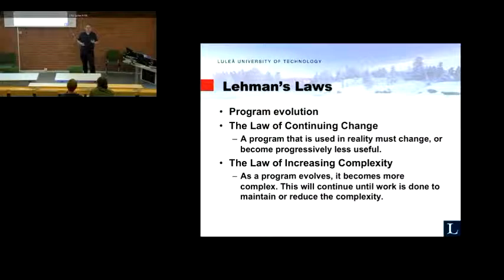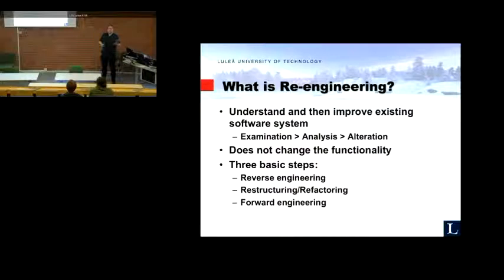So these make sense, right? It's basically, if you want to keep the program relevant, you continue changing it. You may add features, you may improve some things, you may fix bugs, etc. And as you add things, as you improve things, typically things become more complex unless you try to re-engineer, try to fix things, try to improve the code quality, basically. So what is re-engineering then?